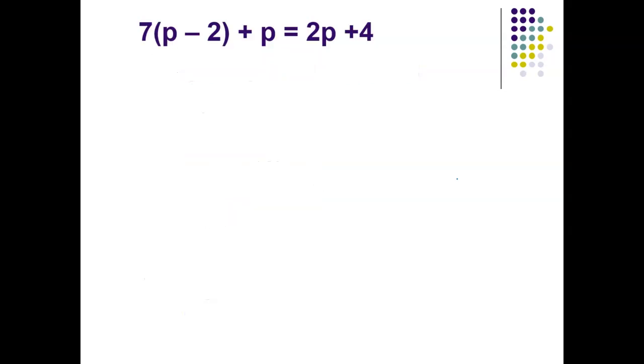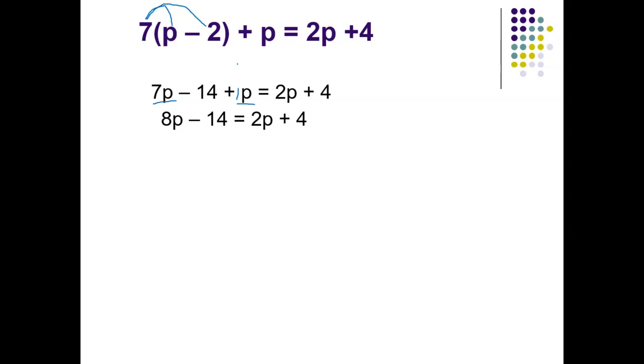Let's look at another example. 7 times p minus 2 plus p equals 2p plus 4. This one has a parenthesis, which means I'm going to use the distributive property. 7 times p is 7p. 7 times negative 2 is negative 14, plus p equals 2p plus 4. Now I'm going to combine the like terms. In this case, I'll combine the 7p and the p. Don't forget there is a 1 in front. That makes it 8p. So that's how I get 8p minus 14 equals 2p plus 4.